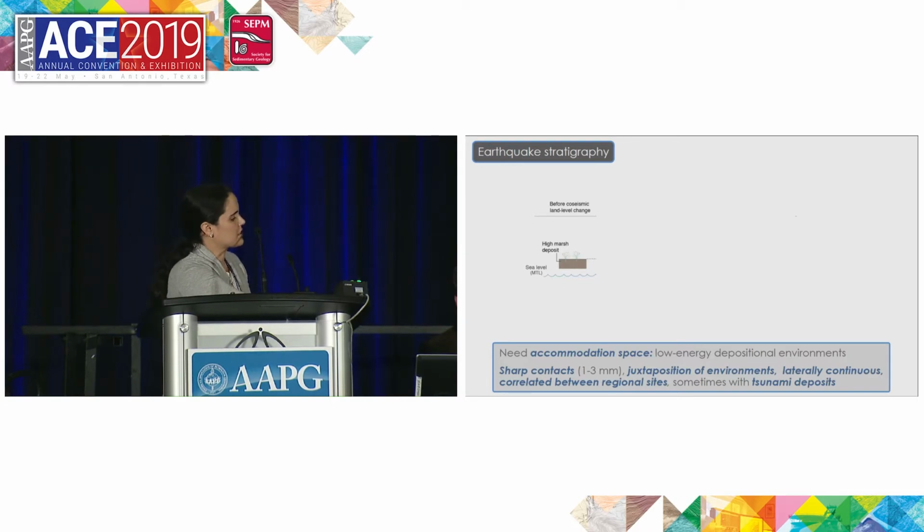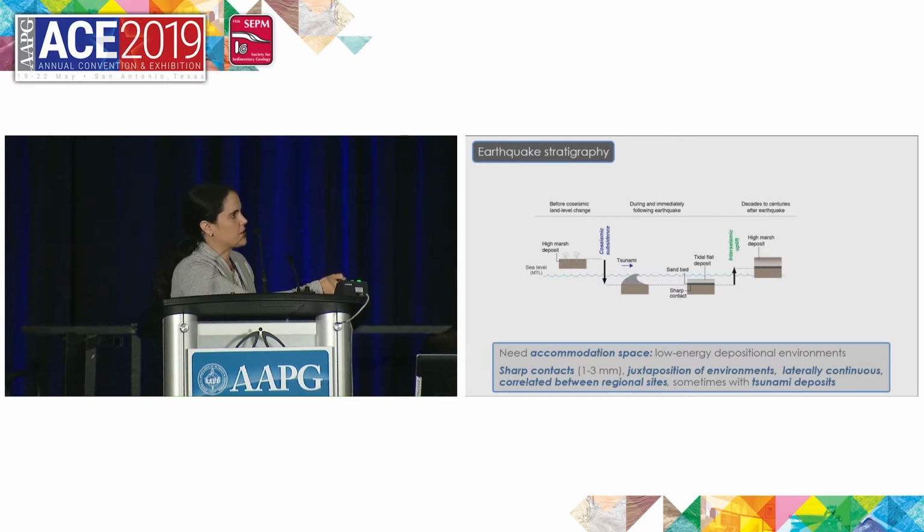So if we look at this cross-section here of a marsh, before coseismic land level change, we have this high marsh deposit happily forming, growing vegetation, accumulating sediment. During coseismic subsidence, the land suddenly drops down. Minutes to hours later, you have a tsunami that comes in. And then you're going to have this persistent deformation of the coast. So this can last centuries as the coastline is dropped down and slowly accumulates that strain in between earthquake cycles again, and then develops another high marsh soil on top.